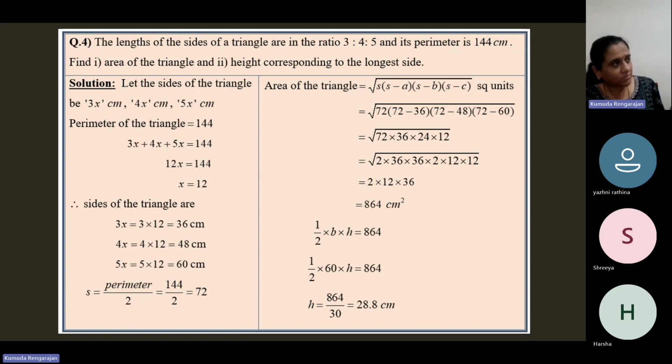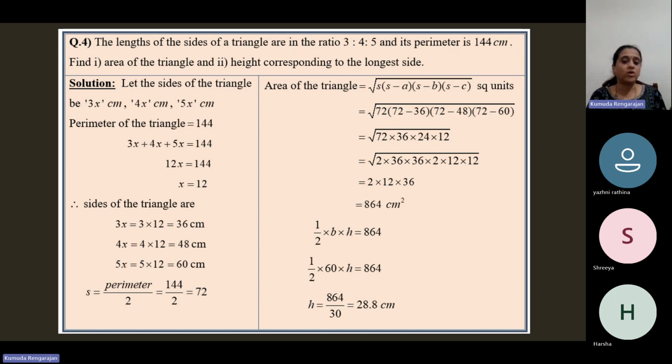The area is 864. For the same triangle, when you find the area using half base into height, you'll also get the same answer, 864. We only know the three sides of the triangle, so using Heron's formula we found the area. If you equate this area to half base into height, you should get the same thing, 864. So half into longest side, 60, into height equals 864. When you do this, you're finding the height corresponding to 60 centimeters.